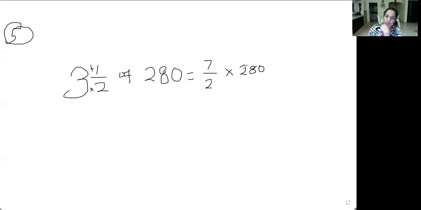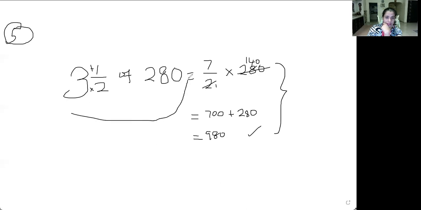So now 280 divided by 2. This is called crisscross. So 2 divided by 2, 1. 280 divided by 2 is 140. Now 140 times 7. How do I do mental maths? 100 times 7 is 700. 40 times 7: 4 times 7 is 28, and a 0 at the back, then it's 280. So 700 and 280 is 980. So now you can compute this and get the answer.